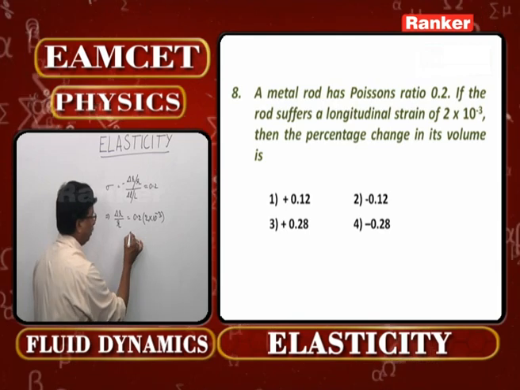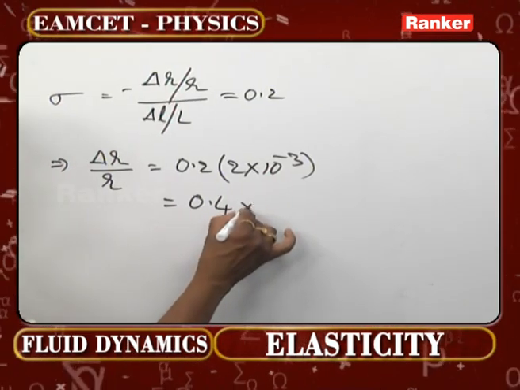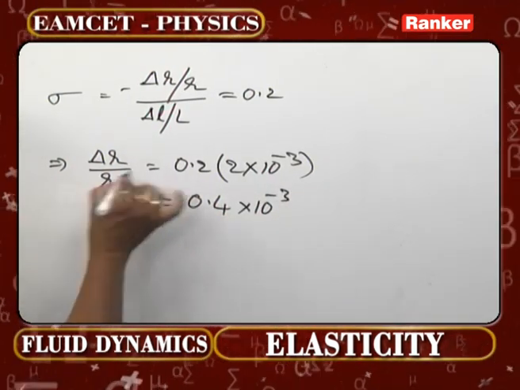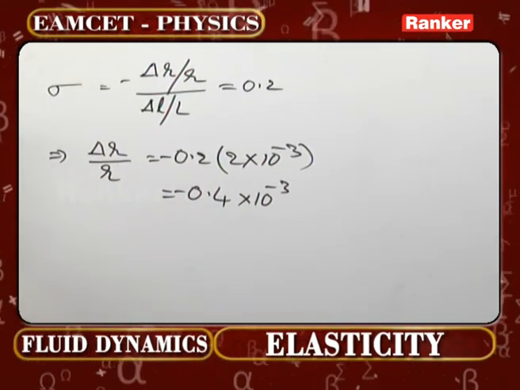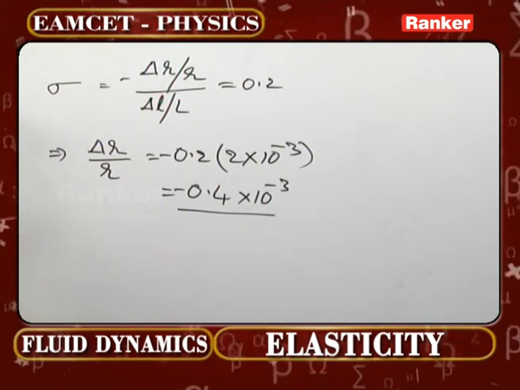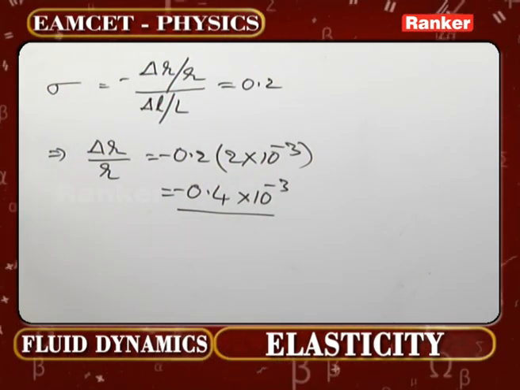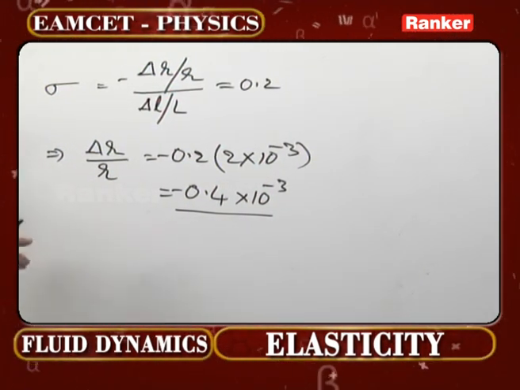Now look at this one. This can be written as 0.4 into 10 power minus 3. But you have to understand this one is to be taken with a negative sign as such. So this is the value of delta R by R. But our answer is not that. What is the percentage change in volume?